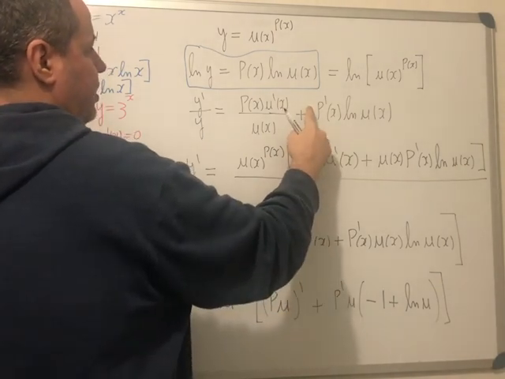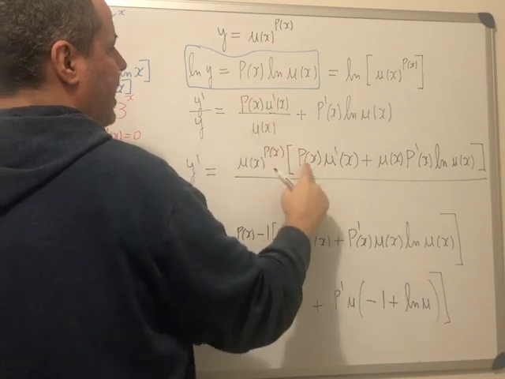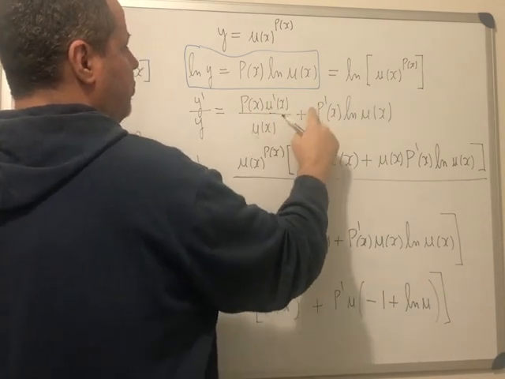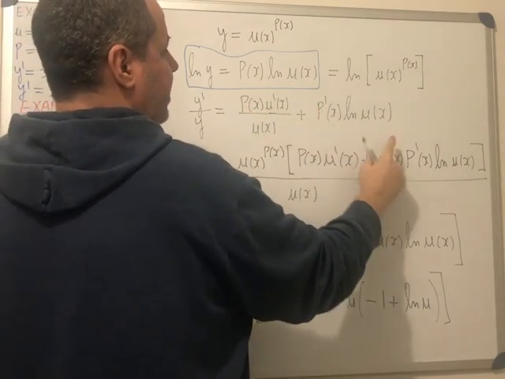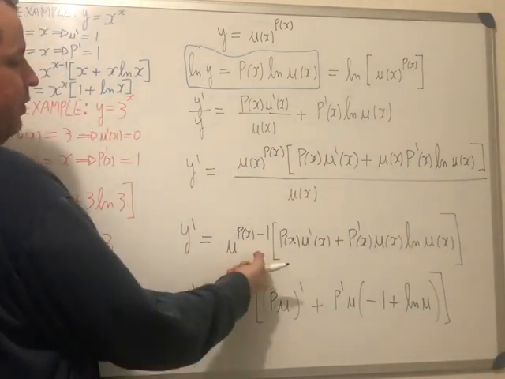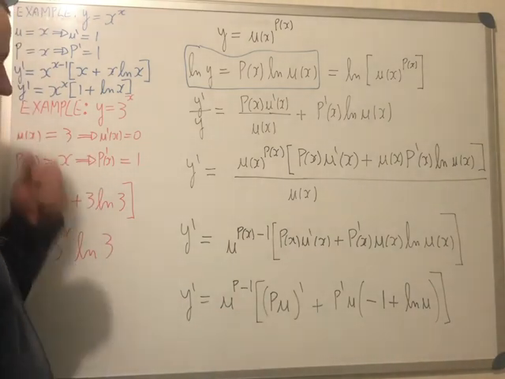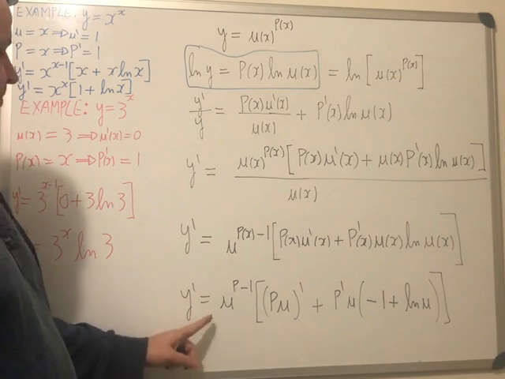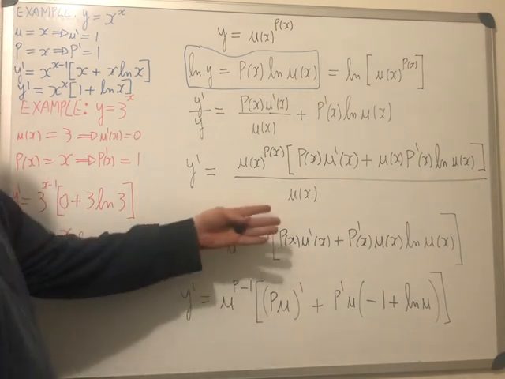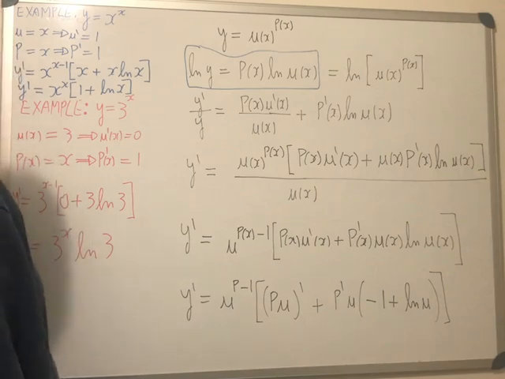Here I multiply top and bottom by u. So I have p u prime plus u p prime times the natural log of u of x. Okay, I can rewrite it like this or like that. Here I'm omitting the x in p, but it's just rearrangements.